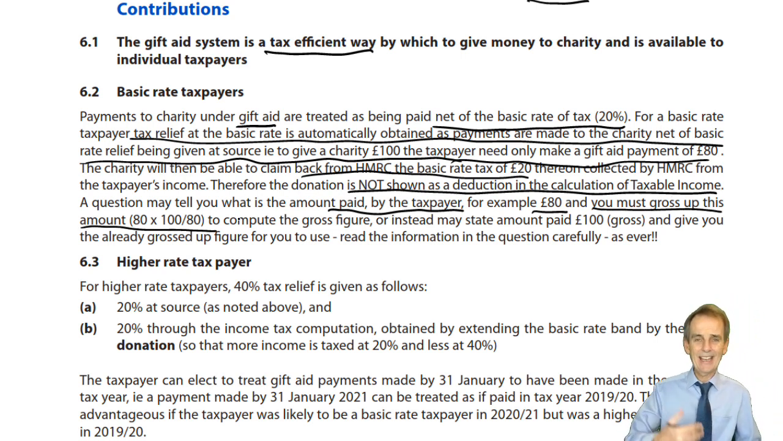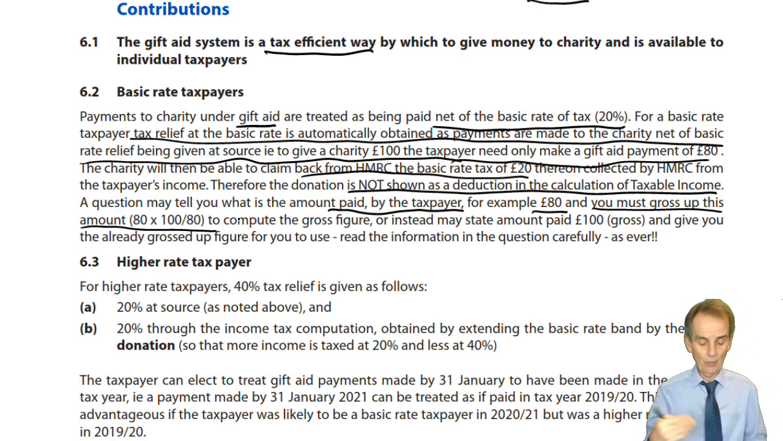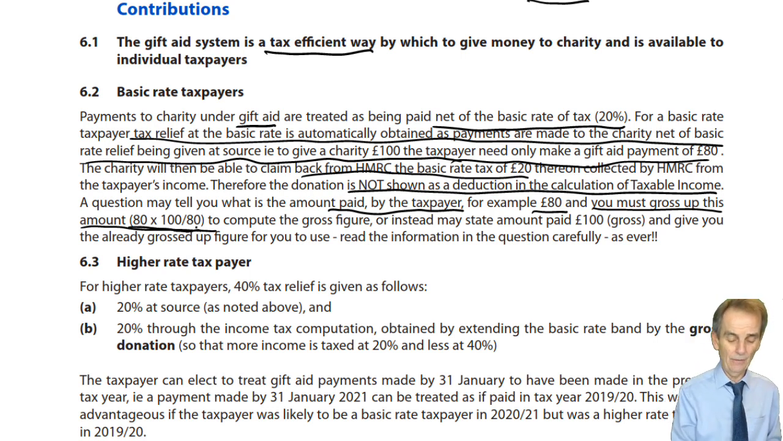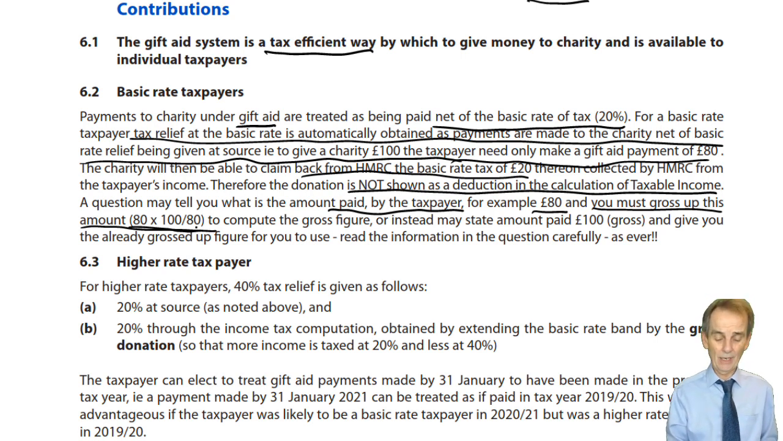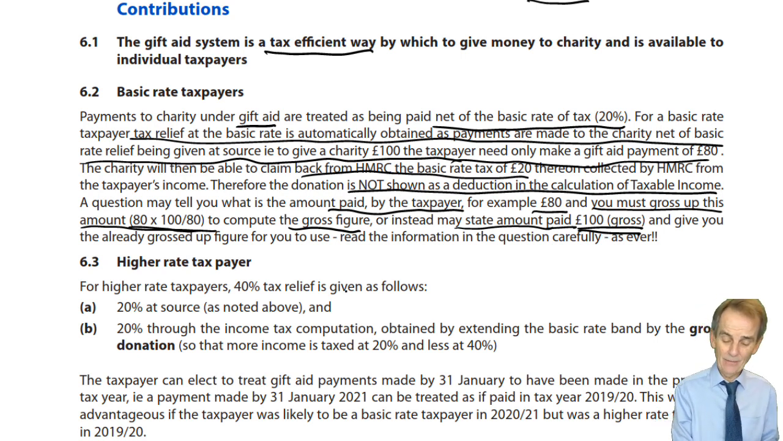And if that is the net of 20% tax having been deducted at source on the gross amount, 80 is the 80%, so times 100 over 80. So we've got £100 therefore as our gross Gift Aid payment. So we do that to compute the gross figure. Clearly it's 100. What a question may say is state the amount paid as being £100 gross. It is the gross figure there. So you don't have to do any other work. That is the amount. So they give you that figure.